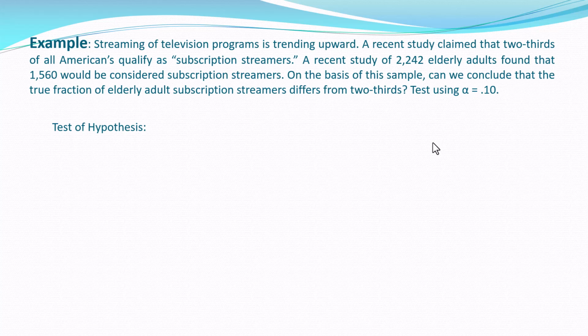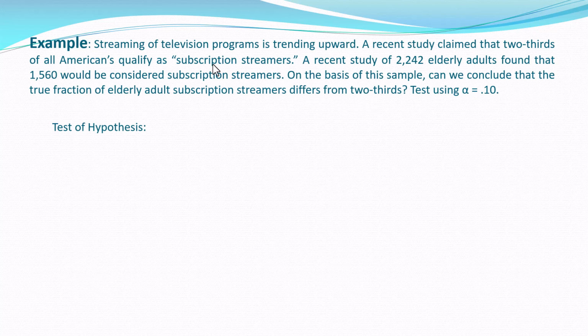So streaming of television programs is trending upwards, has been for many years. A recent study claims that 2/3 of all Americans qualify as subscription streamers. A recent study of 2,242 elderly adults, wow, that looks like a big sample. Be careful with that. Found that 1,560 would be considered subscription streamers. On the basis of this sample, can we conclude that the true fraction of elderly adult subscription streamers differs from 2/3? So we want to test to see if a proportion differs from 2/3.